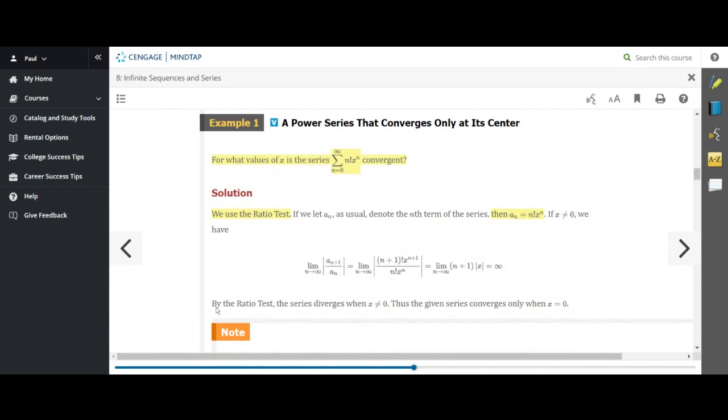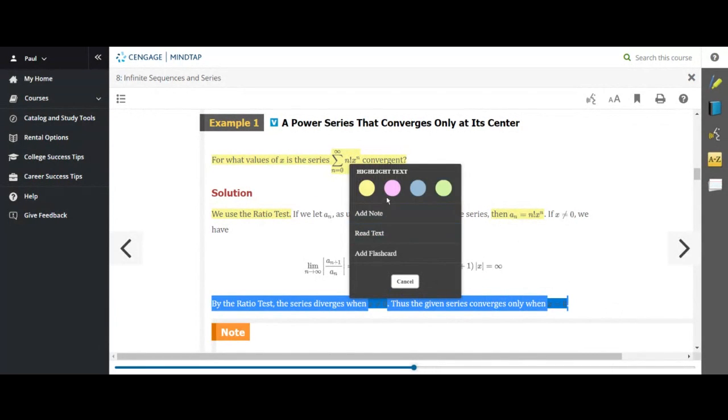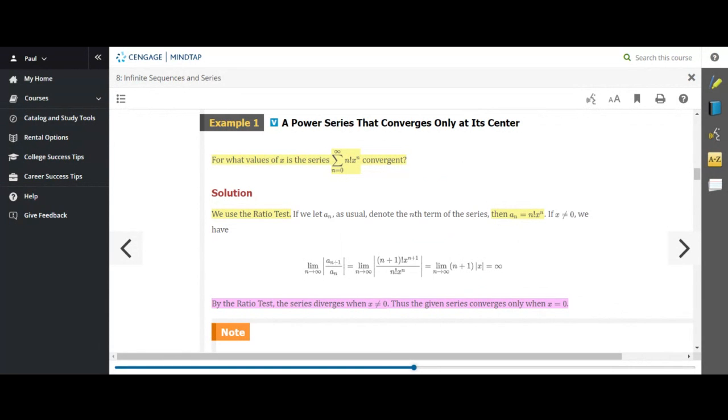Now, as n goes to infinity, that's going to equal infinity. And this means then, by the ratio test, this particular series diverges anytime x is not equal to 0. In other words, the series only converges when x equals 0.